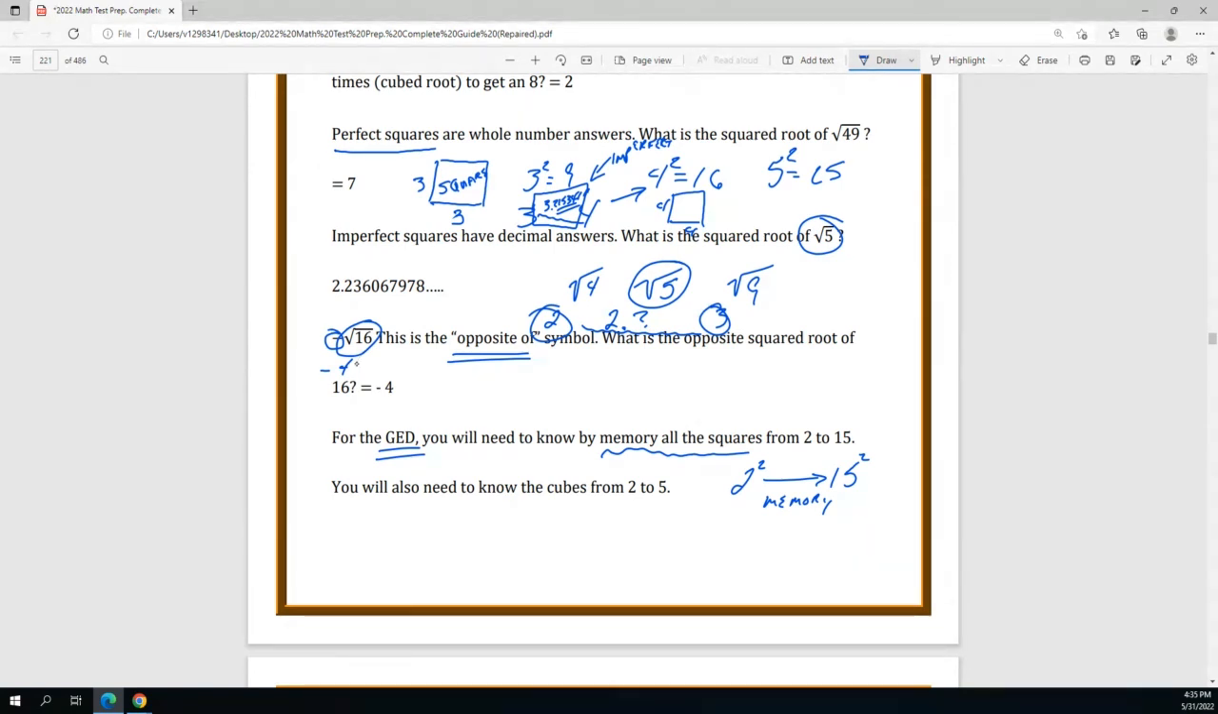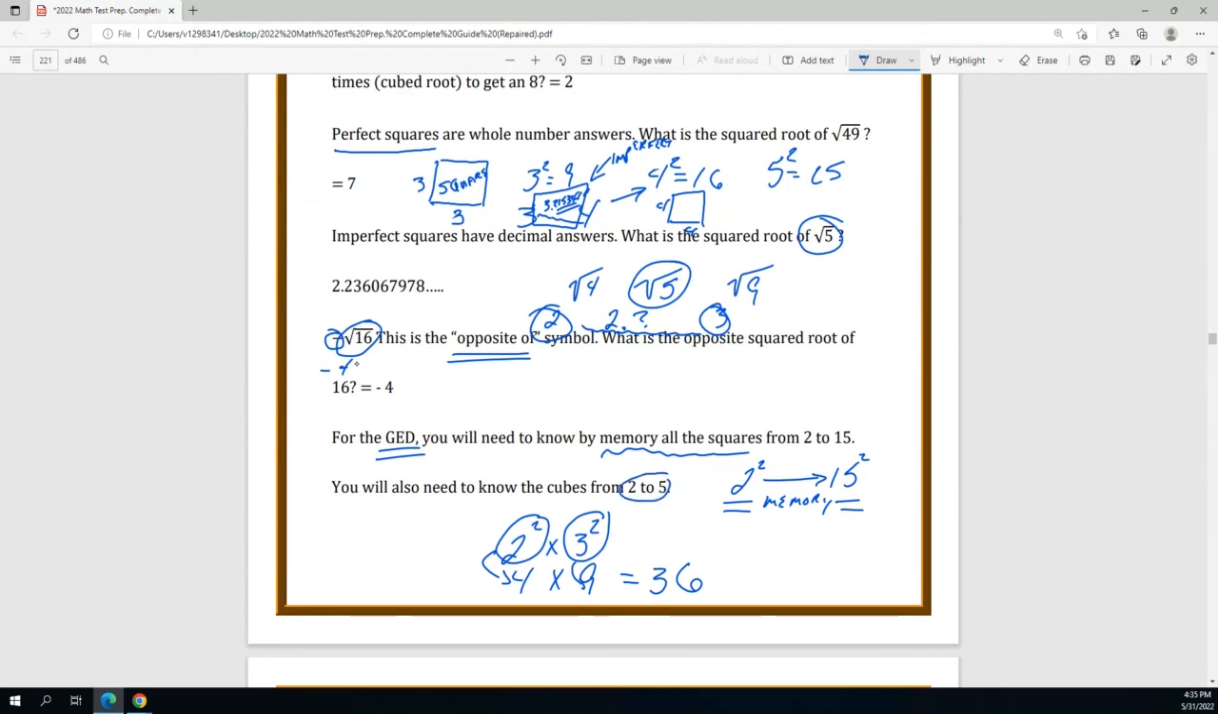It might be something like this, where maybe it's 2 to the power of 2 times 3 to the power of 2. Now, if you know the squares, then you say 2 times itself is 4, times 3 times itself is 9, and 4 times 9 is 36. It might be something that simple, but you won't have the calculator to help you. You will need to know that they are these. So all the way from 2 squared all the way to 15 squared.